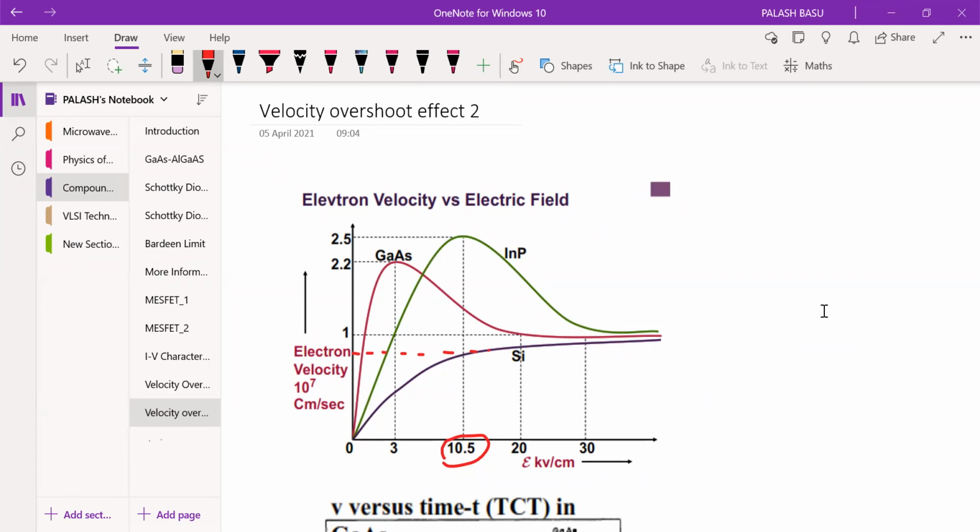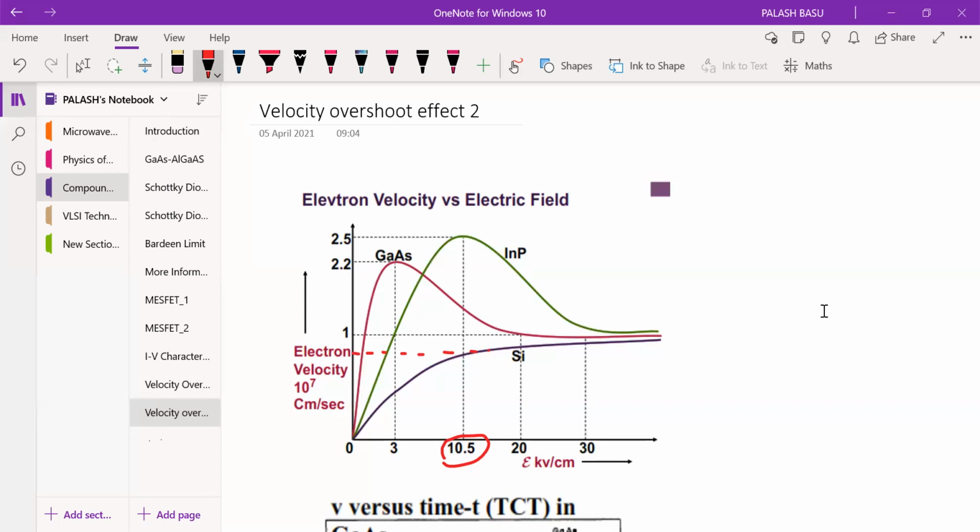So below 10.5, you can have something. Above 10.5, you have a saturation. But still, your velocity is very, very small. And as long as velocity is small, your current is small. The current small means your gm is small. So there's no point of discussion. Silicon, another thing is silicon mobility is also low. So let's not have a discussion on it. Okay, so we'll have a target compound semiconductor, gallium arsenide, indium phosphide.